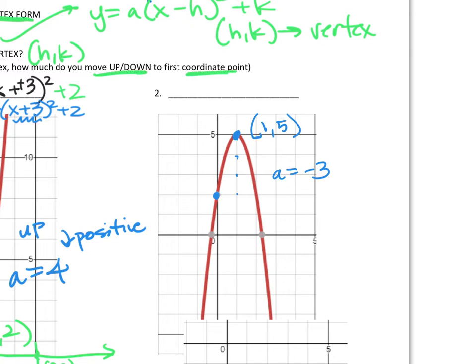So how do we write this? Our vertex form, our a first. Then we have x minus the h value, squared. And then we're adding the y value. That does not change sign. So that would be number 2 in vertex form.